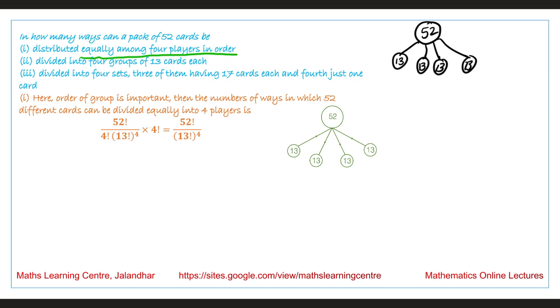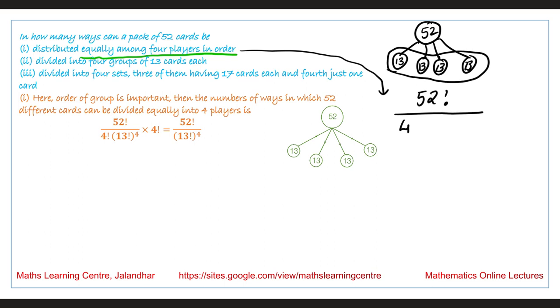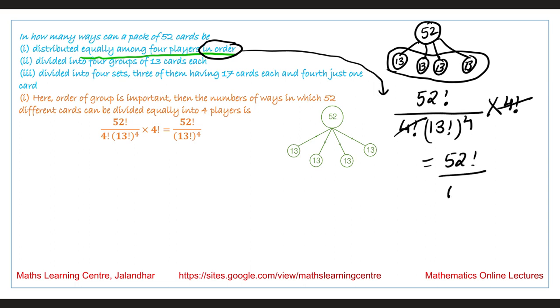And how many players are there? There are 4 players. So for the first part, the answer is 52 factorial divided by, in how many ways can we choose these 4 players? It is 4 factorial ways, and we have 13 factorial raised to the power 4. It is given that it is in order, so ordering is important, and we have to multiply it with 4 factorial. So these two terms get cancelled and the answer we obtain is 52 factorial over 13 factorial raised to the power 4. So there are these many ways.